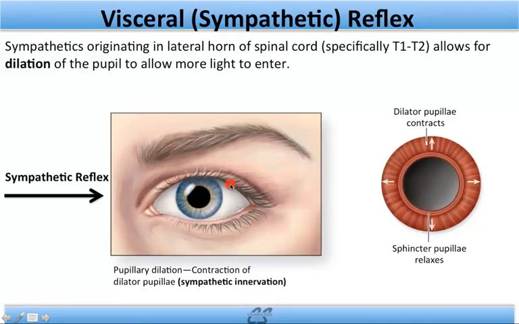Sympathetics will originate from, again, the lateral horn, specifically T1 and T2 of the spinal cord, and activate the dilator. And again, since the dilator's winning here, it's kind of like a competition. Sphincter's losing, dilator's winning, which means the sympathetics are firing much, much faster than the parasympathetics, and you get dilation.